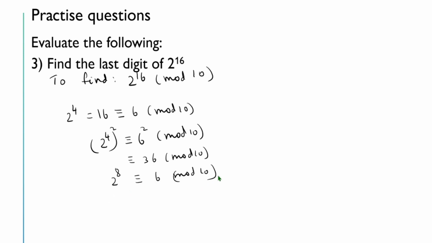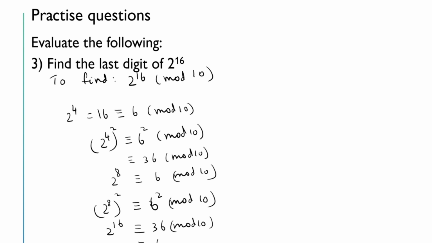Again, we can square these two. Again, if we square 2 raised to 8, the whole square is congruent to 6 square mod 10. Or we have 2 raised to 16 congruent to 36 mod 10. Or this is congruent to 6 mod 10. So, the last digit of 2 raised to 16 is 6. So, this is the answer.